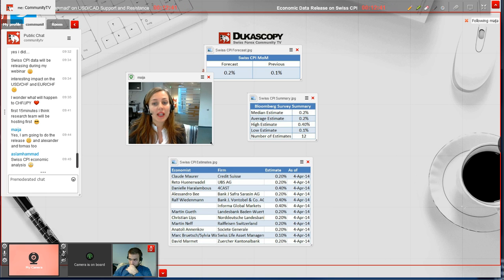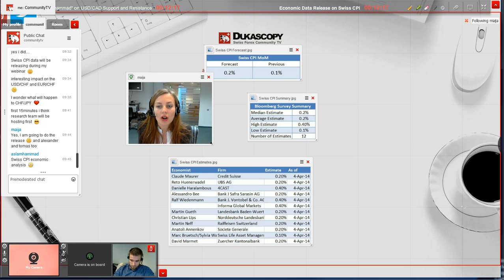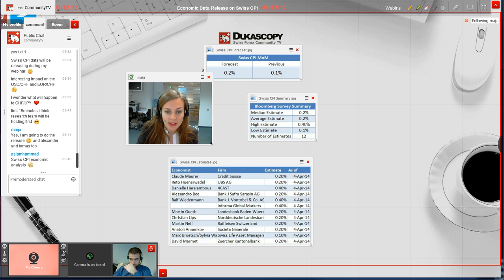So yeah, we do see that the median estimate is at 0.2%, while the forecasts maybe were not that unanimous, since the range of them is still 0.3%. But if we then again look at all of the 12 estimates that the Bloomberg survey has, we do see that the majority of economists still think that the reading will be at 0.2%.